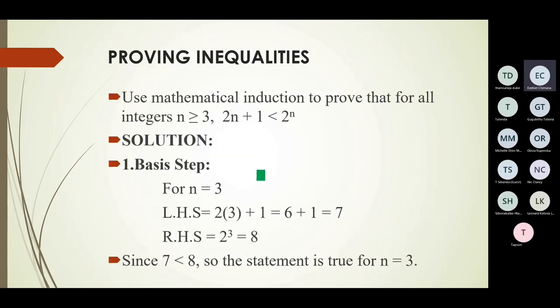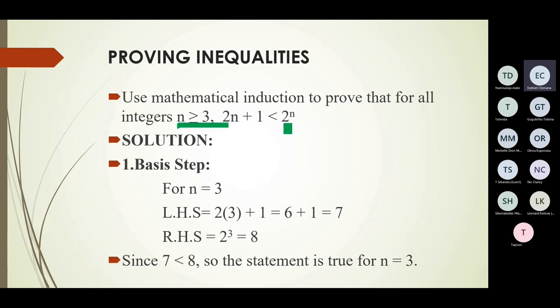So there is proving inequalities. Use mathematical induction to prove that for all integers n greater than or equal to 3, which means from 3, 4, 5, 6 going upwards, 2n plus 1 is always less than 2 to the power of n. We need to prove that whenever our n is greater than or equal to 3, then 2 times n plus 1 is always less than 2 to the power n.